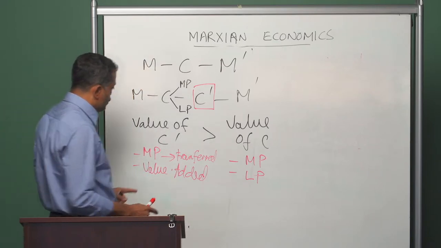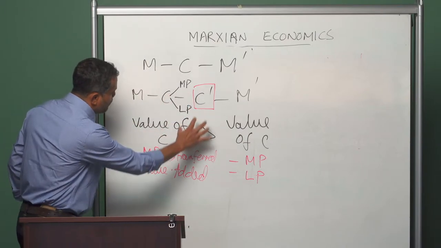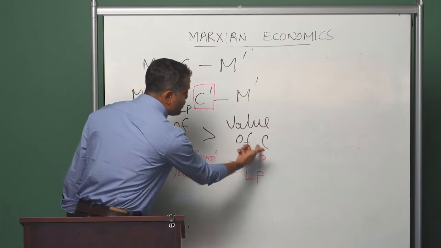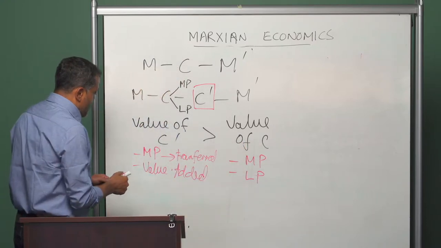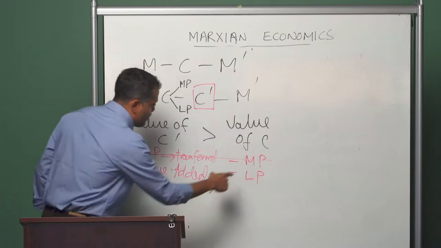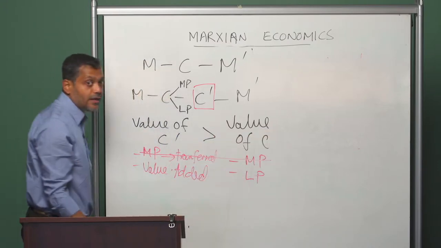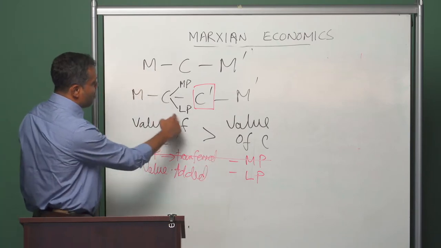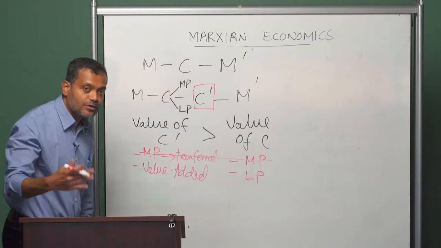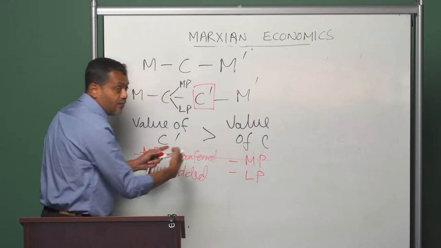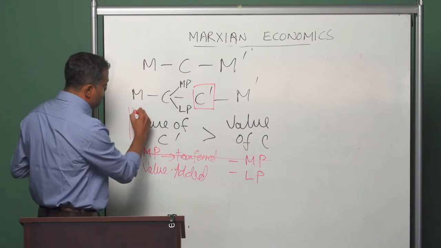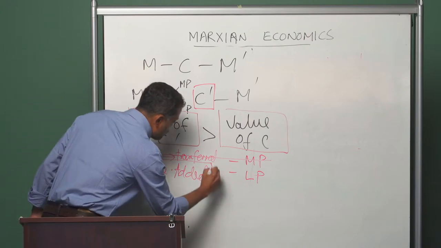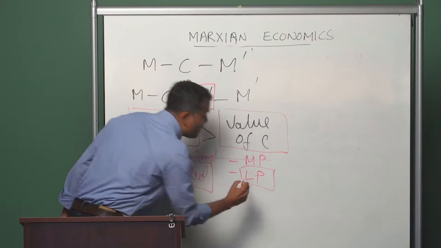So now we have understood an important point. The value of the finished commodity C prime can be bigger than the value of the input bundle that goes into its production only for one reason. Why? Because the value of the means of production, which appears on this side of the equation and on this side of the equation, are the same. Because the value of the car that comes from the value of the means of production which have been used up is something that figures on both sides of the equation. So therefore, the only way the value of the finished commodity can be bigger than the value of the inputs is if the value added by labor is bigger than the value of labor power.